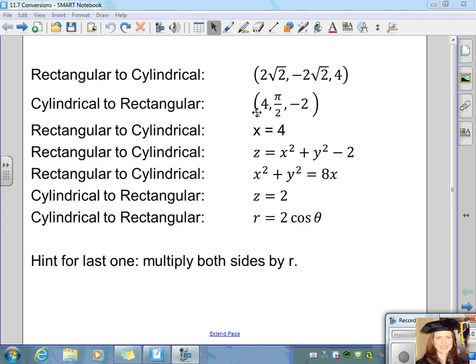I'd like you to try some of these on your own using the conversion equations that are provided in this chapter, and you can pause the video, come back and see how I work out the solutions to these problems.